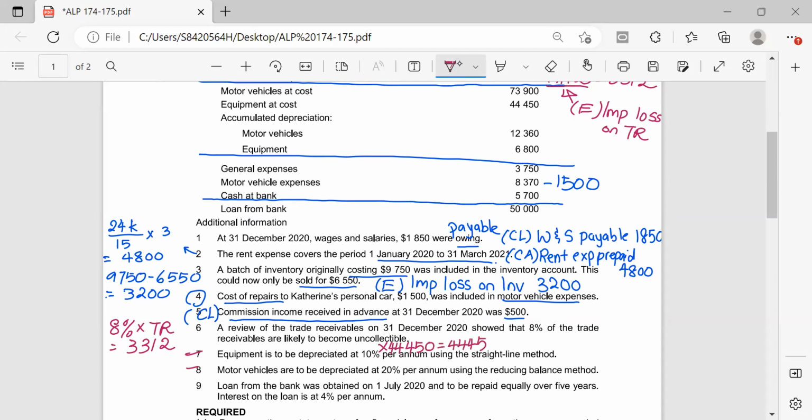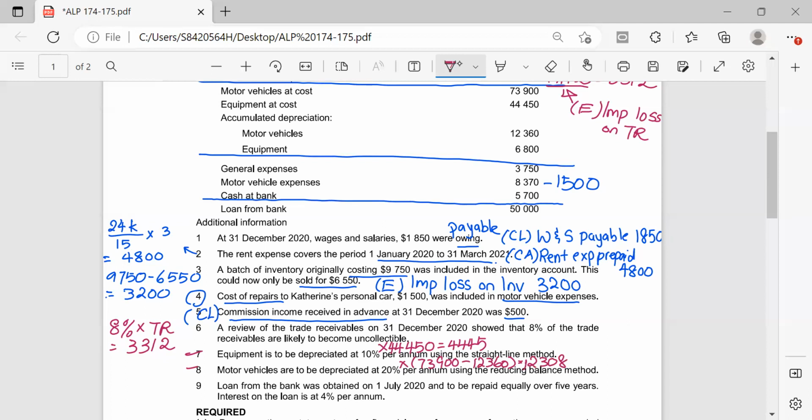Okay, so for reducing balance, remember it's the one that is slightly trickier. So just take 20% times open bracket, take your cost price of motor vehicle, which is 73900, minus the accumulated. So accumulated here is 12,360. So reducing is the one that is slightly trickier because the amount must go down over time. So 73900 minus 12360 times 20 gives 12308.